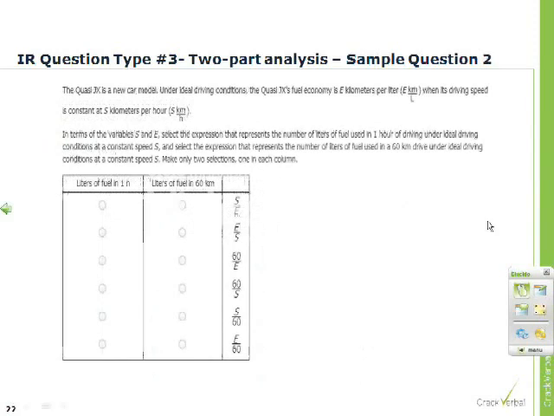Second sample question. Quasi JX is a new car model. Under ideal driving conditions, Quasi JX's fuel economy is E kilometers per liter, whereas driving speed is constant at S. So now you have to find liters of fuel in 1 hour and liters of fuel in 60 kilometers.